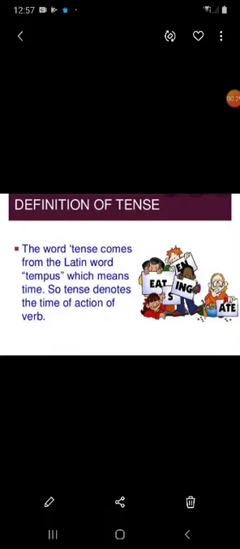Now, before we get into the lesson, here is the definition of tense. The word tense comes from the Latin word tempus. So originally the word has come from Latin, which means tempus, the time. It denotes the time of action of a verb, at present, in future, or being in past.